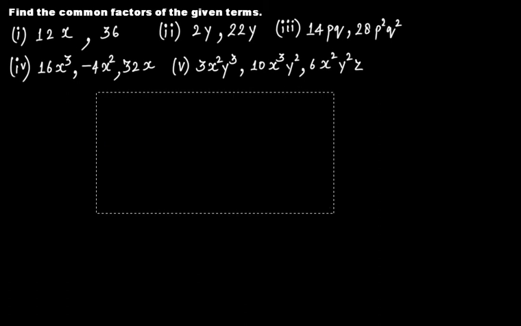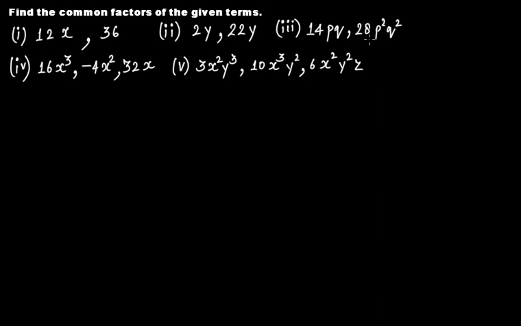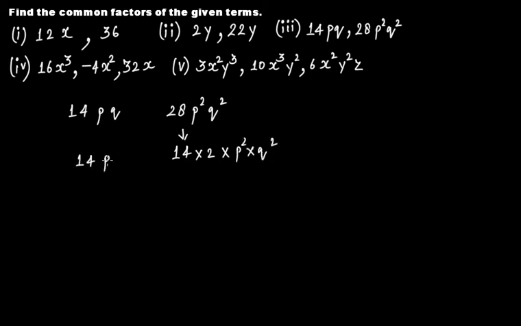In this third one you have 14pq and 28p squared q squared. Now if you can quickly calculate, then 28p squared q squared is actually 14 multiplied by 2 multiplied by p squared multiplied by q squared, and here you have 14pq. So p squared means p multiplied by p, and q squared means q multiplied by q. So 14, one p and one q are common.